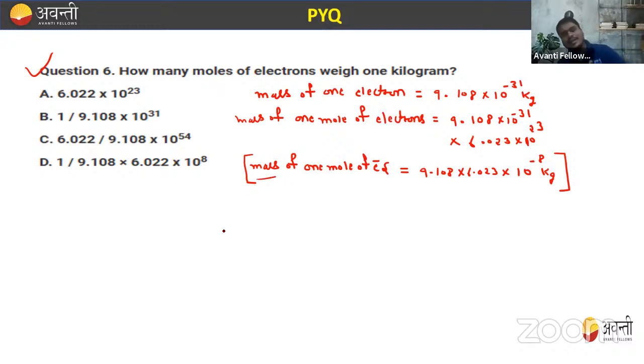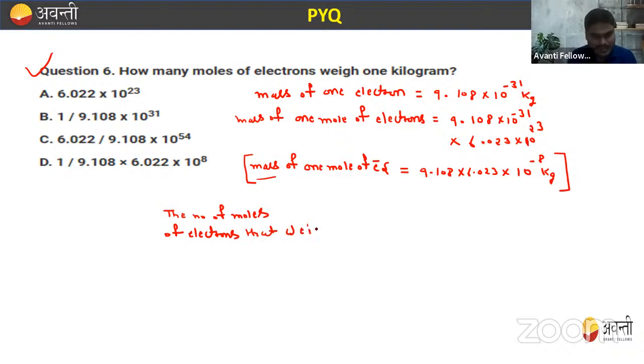This is the mass. We know that number of moles is equal to mass divided by the molar mass. So we can calculate the number of moles of electron that weigh 1 kilogram. The mass of 1 mole of electron came out to this, and we need it for 1 kilogram, so we can calculate the number of moles of electrons that weigh 1 kilogram.